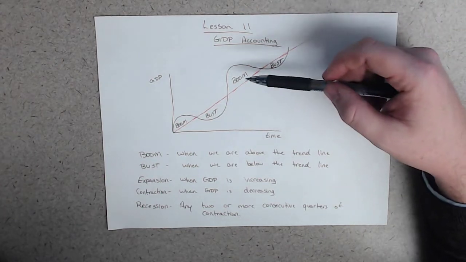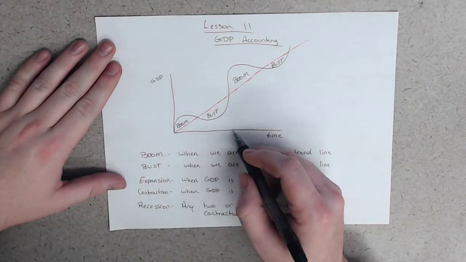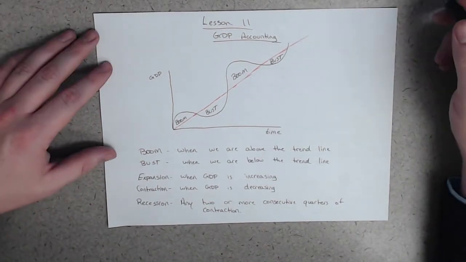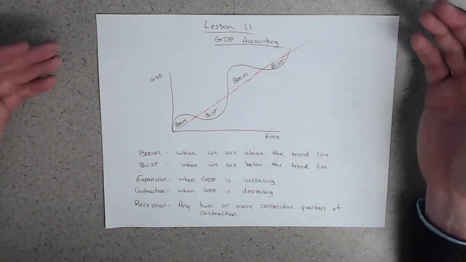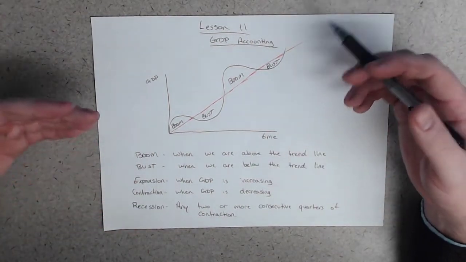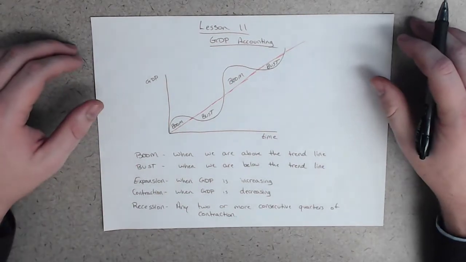But we do get concerned during times like the Great Depression, when the busts were very deep, or the Great Recession in 2007 to 2009, where again the bust was very deep and lasted for a long time. So those types of things we worry about, but generally speaking, if it's close to the line, we're not that concerned about it.